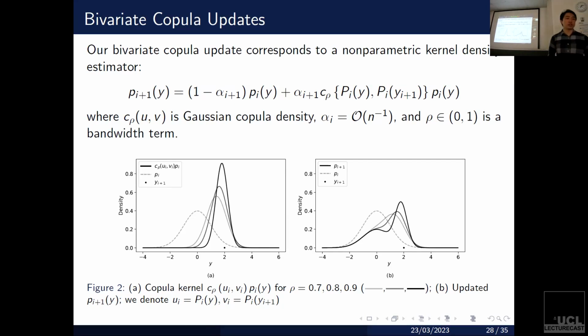Just some notational detail here. C is going to be a Gaussian copula density. It's just something you can pull off the shelf. This alpha_i is a term that shrinks with 1 over n. The idea here is you're updating your data points with weight 1 over n. And finally, rho, the subscript in the copula, is a term between 0 and 1, and it's exactly the same thing as a bandwidth in a kernel density estimate family.